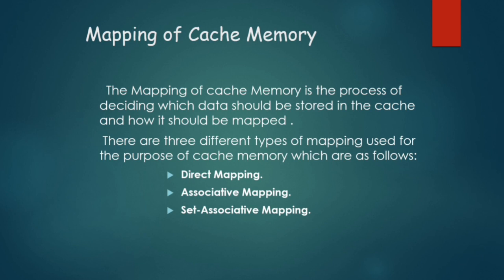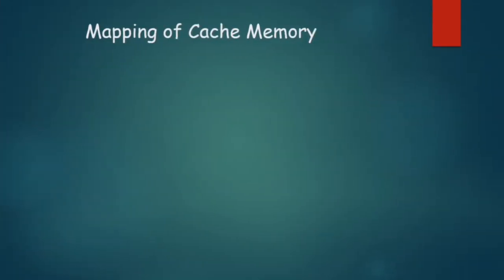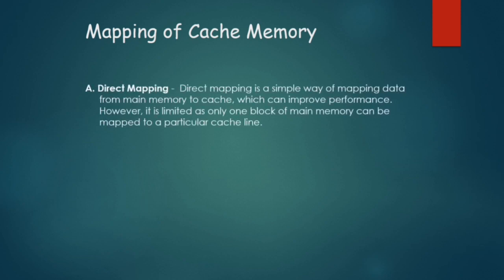The first is direct mapping. Direct mapping is a simple way of mapping data from main memory to cache, which can improve performance. However, it is limited as only one block of main memory can be mapped to a particular cache line.